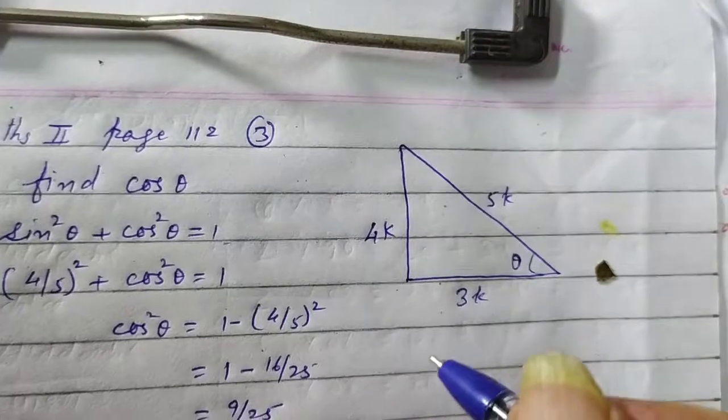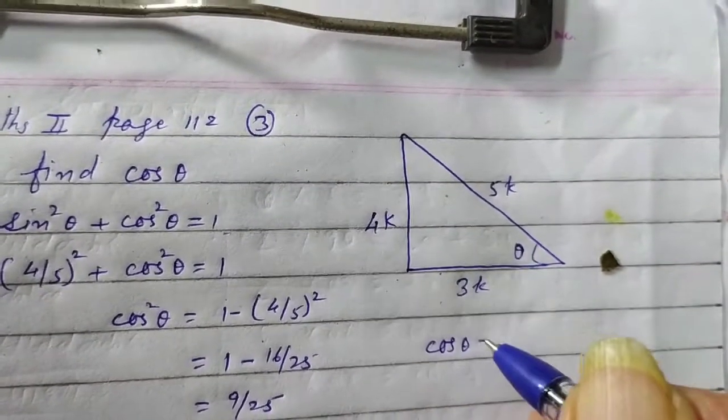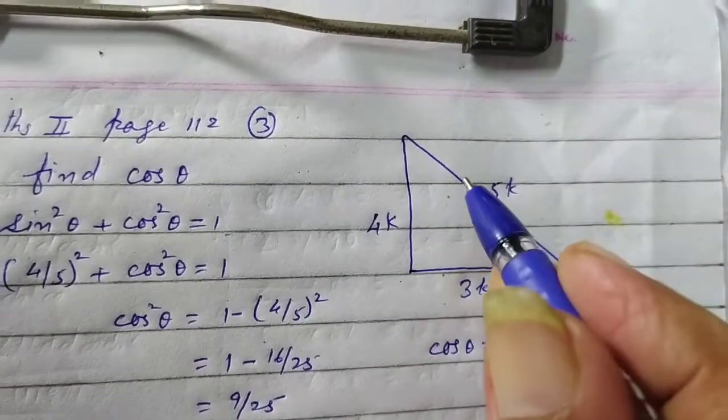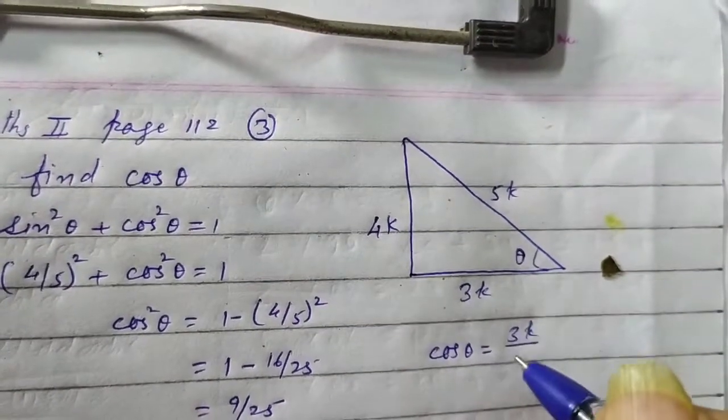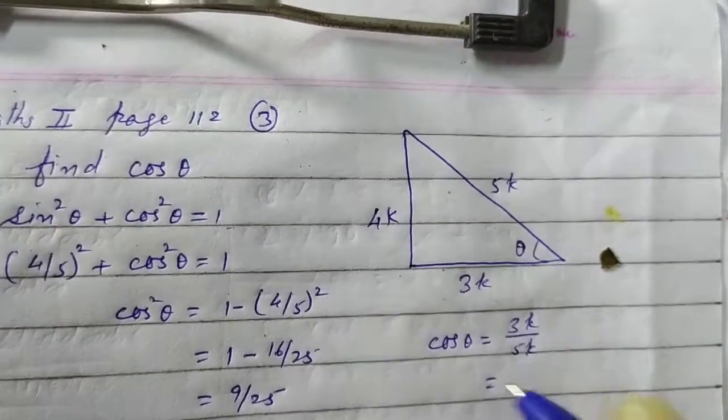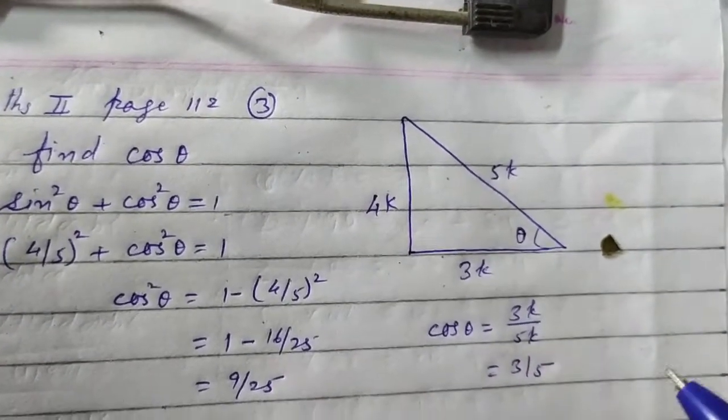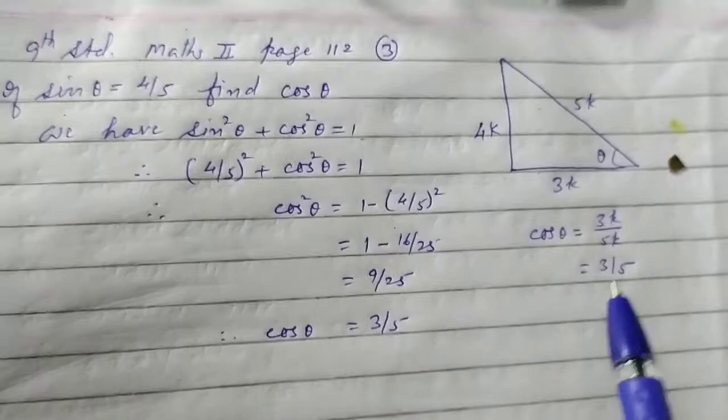And now we want cos theta. So cos theta is equal to adjacent side upon hypotenuse, that is 3k upon 5k, that is equal to 3 upon 5. We get same answer using any methods.